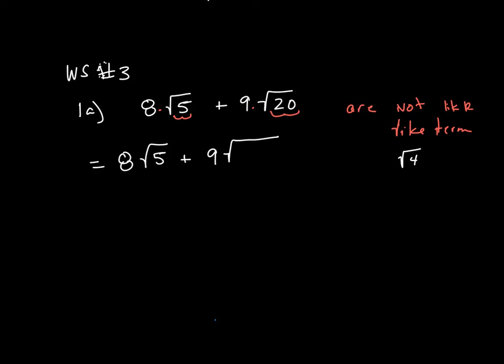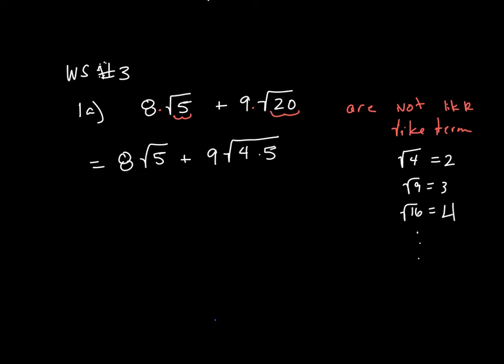The first one I have is the square root of 4 is equal to 2. The square root of 9 is equal to 3. The square root of 16 is equal to 4. And so on. That list we've talked about before. So I want to break that 20 down into 4 times 5.